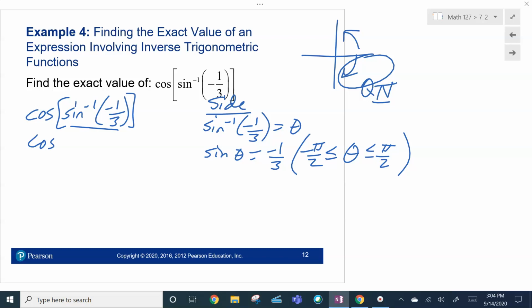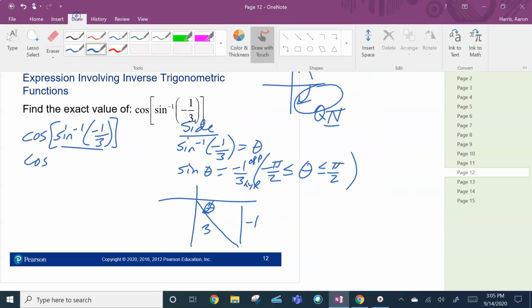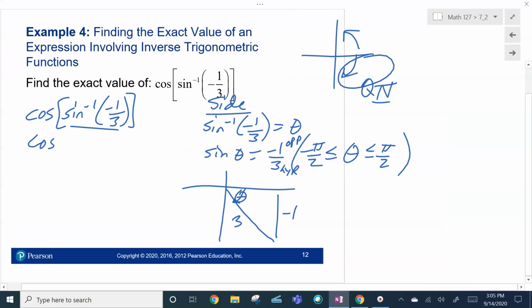Down here in quadrant 4, so let's draw that. And the sine is opposite over hypotenuse. Now I know that is a distance, but I'm going to use negative for that distance so that my sine is correctly labeled as negative 1/3, a negative value in quadrant 4. All right, so now we're going to go ahead and solve for the hypotenuse. I'm sorry, the adjacent side.